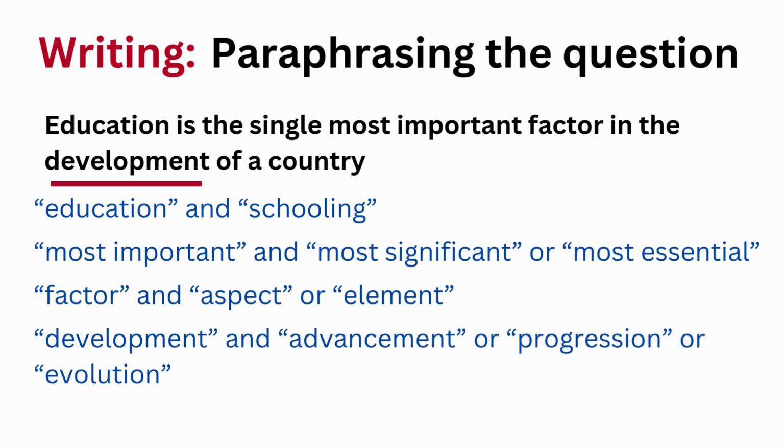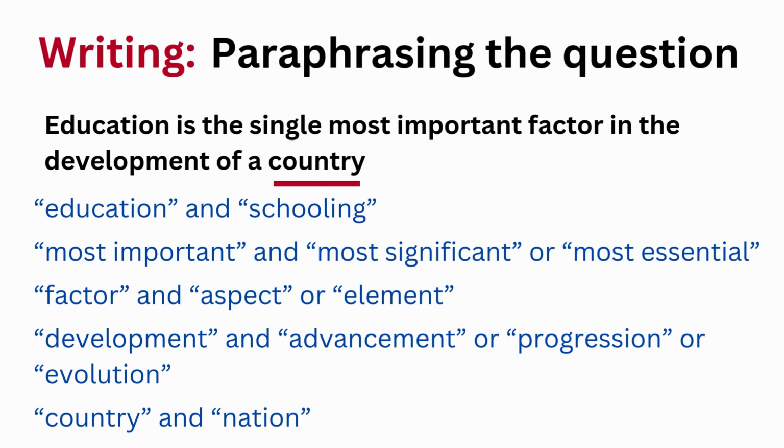Now, in terms of the word development, we can change it to advancement, progression, or evolution. And for the word country, another option could be nation. These are all synonyms, and this is what you want to do. When you look at the question, think about some new words you can use that have the same meaning.